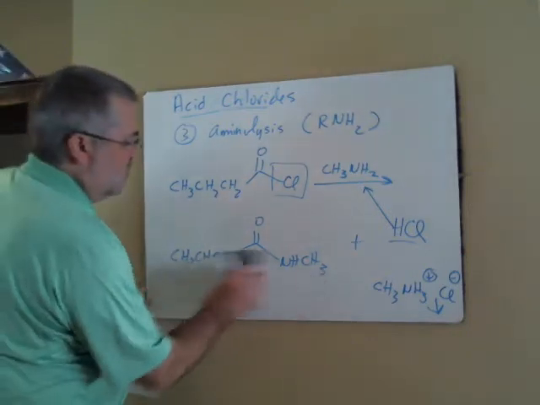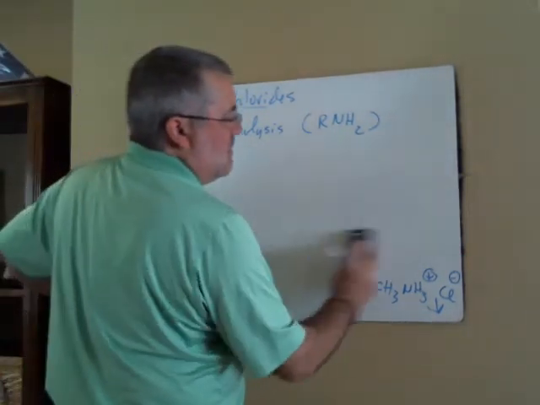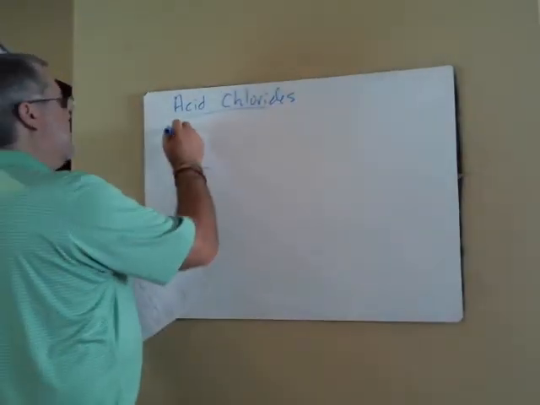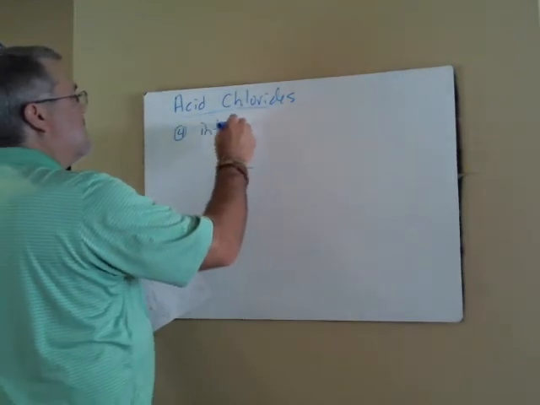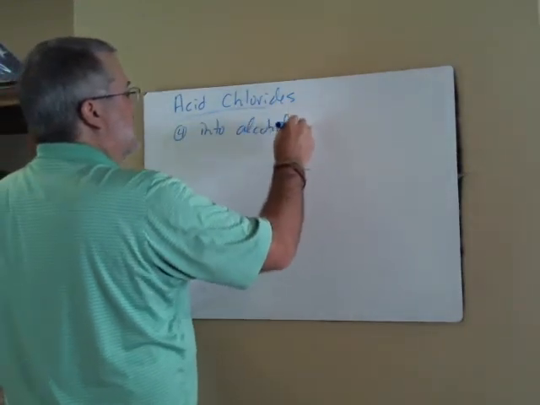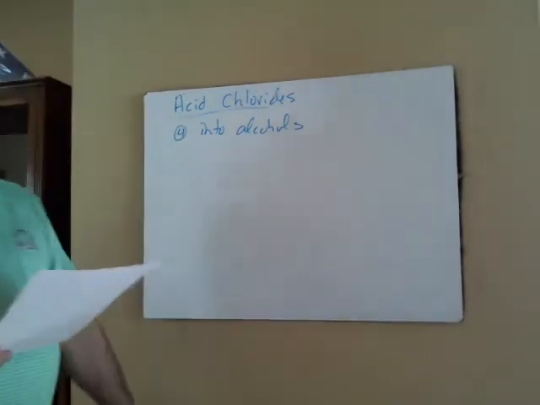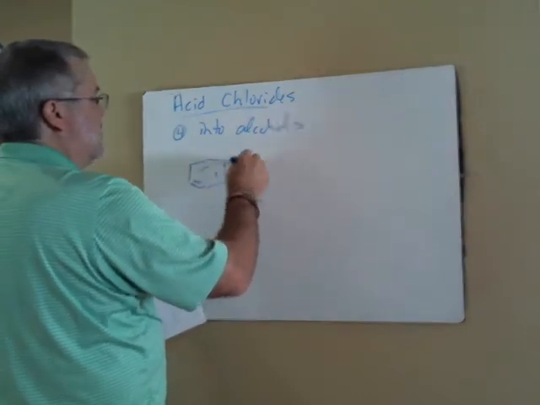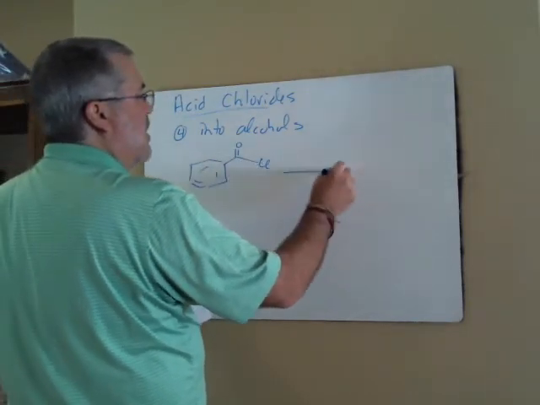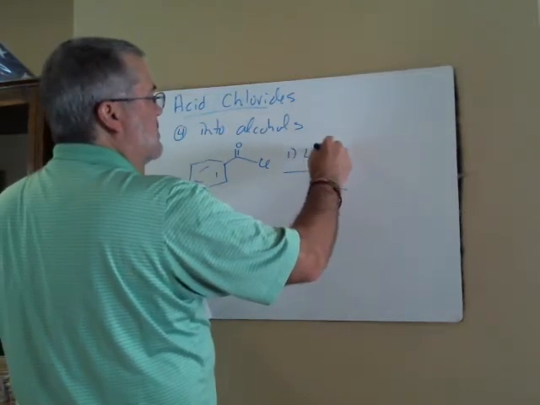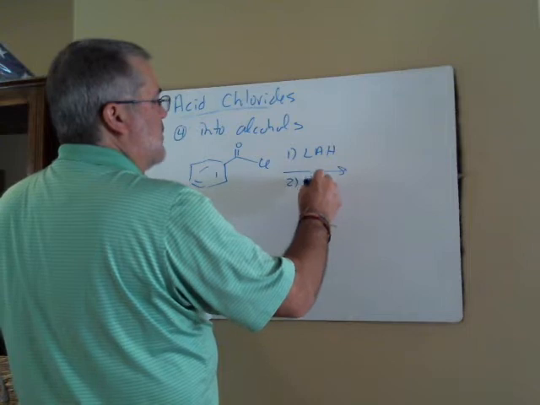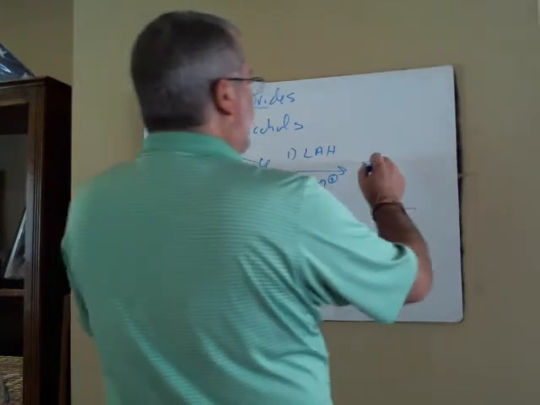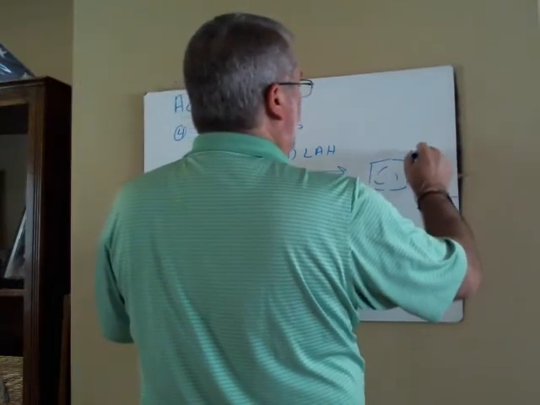Next nucleophile, you can reduce acid chlorides, and we've already seen this. So you can reduce an acid chloride into an alcohol, and remember we did that. You already have your flashcard for this. Acid chloride reacting it with LAH, followed by an aqueous acid workup. Okay, and the result of that is going to be the formation of the alcohol. So this is review.